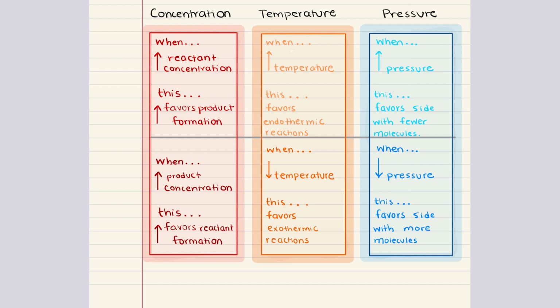Then we talked about pressure and volume changes. The system shifts to produce fewer moles of gas when pressure increases or volume decreases, and it shifts to produce more moles of gas when pressure decreases and volume increases. And then finally, we talked about temperature. For endothermic reactions, increasing temperature favors products, while decreasing temperature favors reactants. For exothermic reactions, increasing temperature favors reactants, while decreasing temperature favors products.